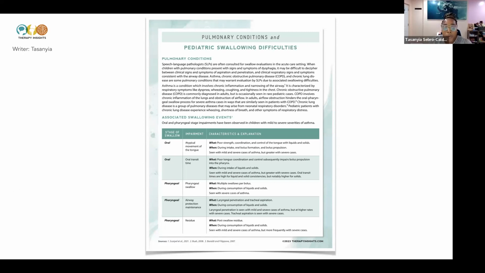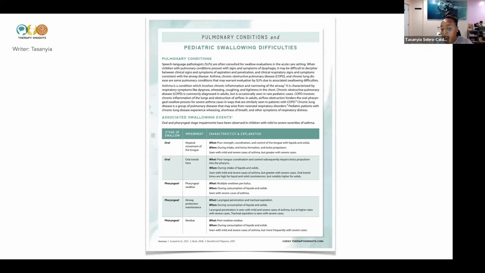And what I did was I provided the stage of the swallow and what impairment we will see, and then some of the characteristics and a little explanation. So for example, during the oral stage of swallow, we may see atypical movements of the tongue, and it might be through push strength, coordination, and control of the tongue with liquids and solids. And it takes place during oral bolus formation and bolus propulsion. And we see it with mild and severe cases of asthma, but more so with severe cases.